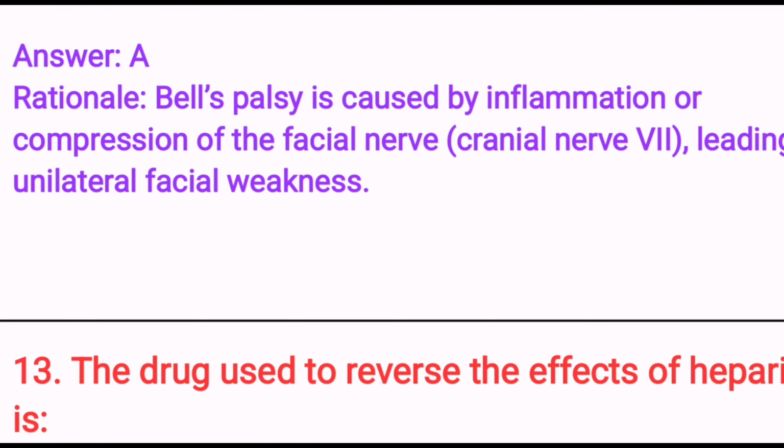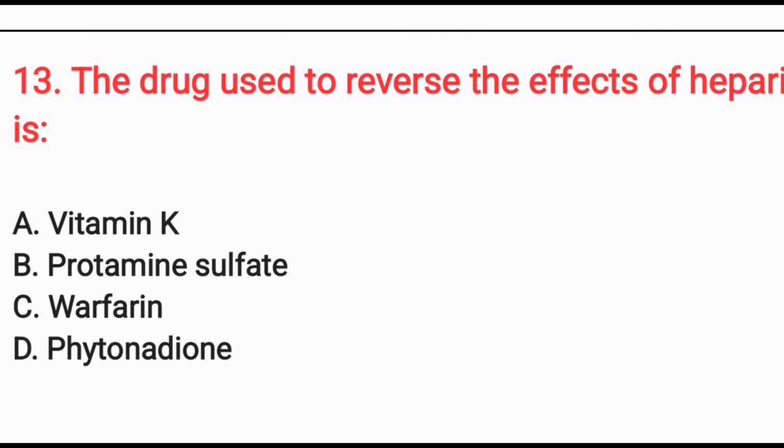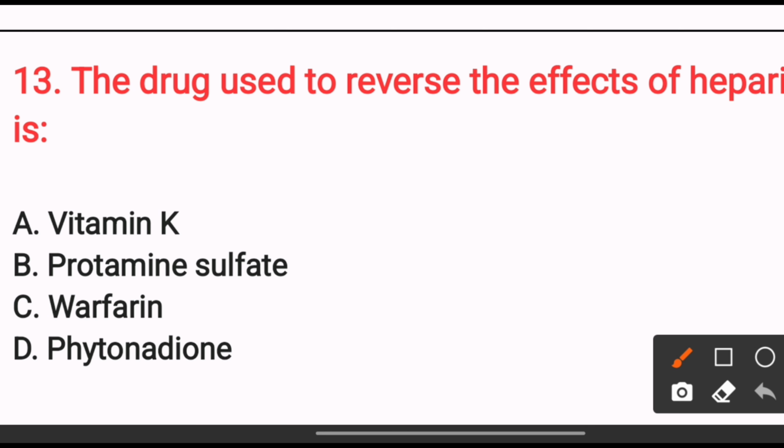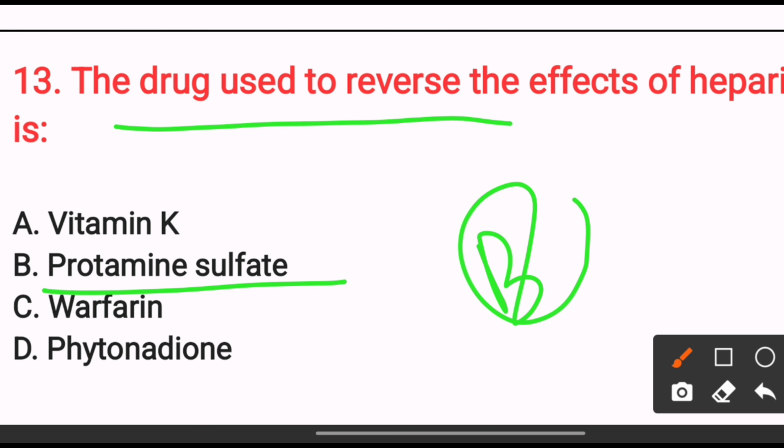Next, the drug used to reverse the effects of heparin is option A, vitamin K. Option B, protamine sulfate. Option C, warfarin. Option D, phytonadione. The answer is option B, protamine sulfate. Protamine sulfate is used to reverse the effects of heparin.